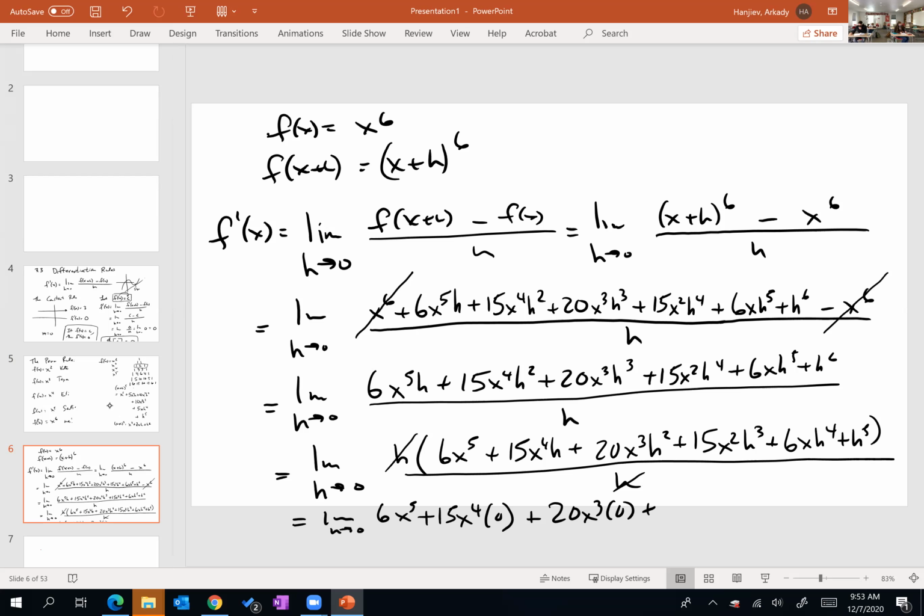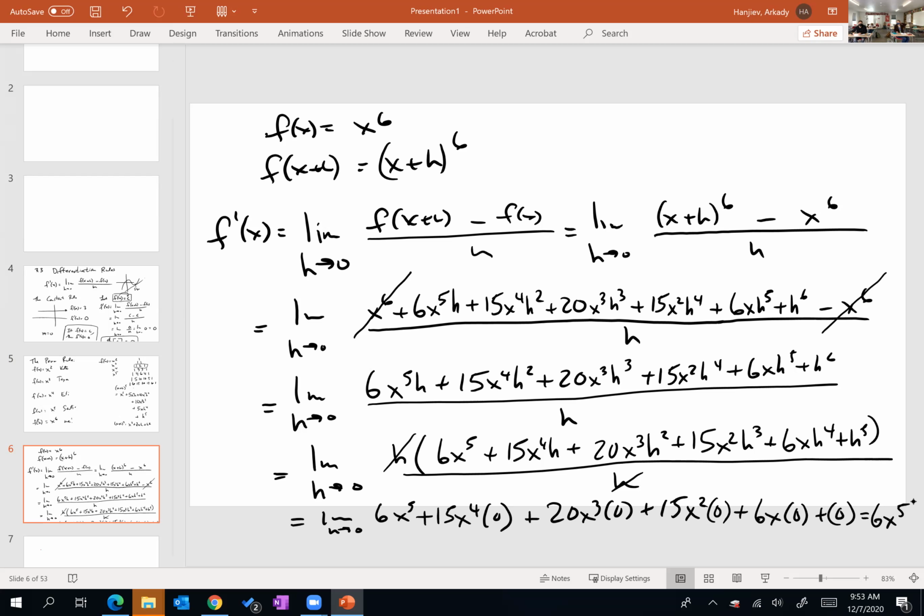Oh, but then if you plug in, all the h's cancel. Yeah. You just have 4x cubed. Because if you have x to the fourth, the power goes down, so you have x to the third, and the coefficient is the same. All right, I am done. And what I got for the derivative was 6x to the fifth. So it's literally you just take the power from the top and bring it down.